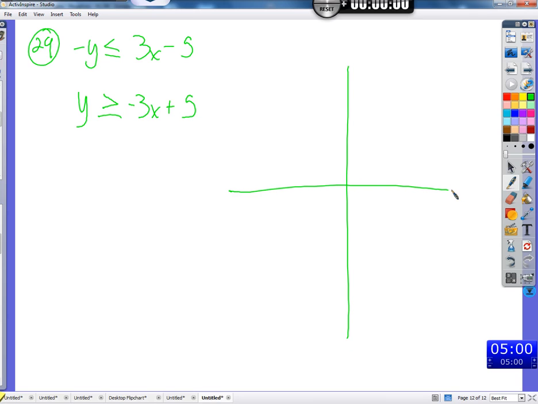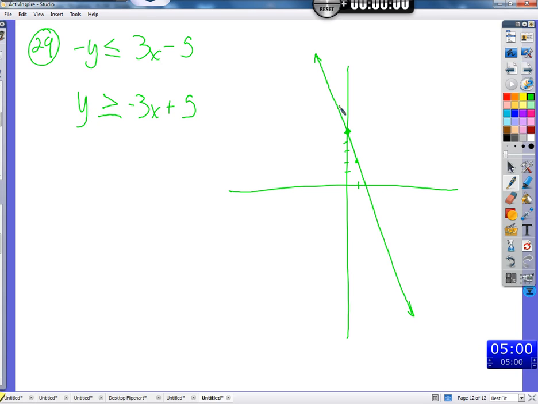Graph it. We start by treating it like it was an equation. If we treat it like an equation, the graph that we wind up getting is this line. This is a linear equation, a linear function. Y-intercept of 5, slope of negative 3, down 3 and to the right 1. And then we draw the line, and we draw a solid line, because it's okay to take a point from this line, that x and that y, and plug it into this statement.